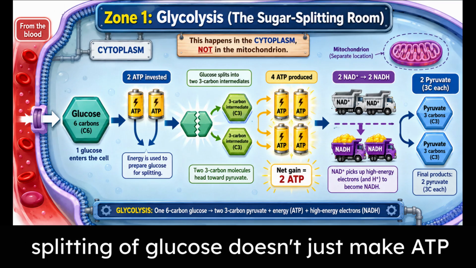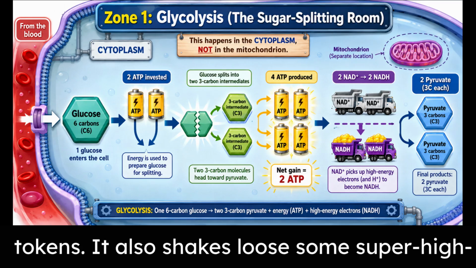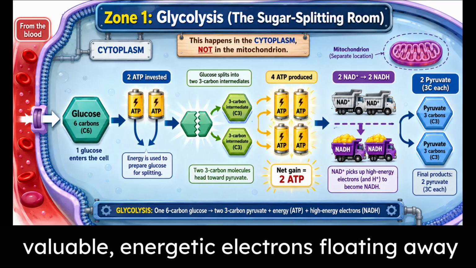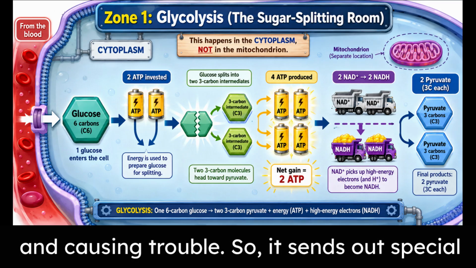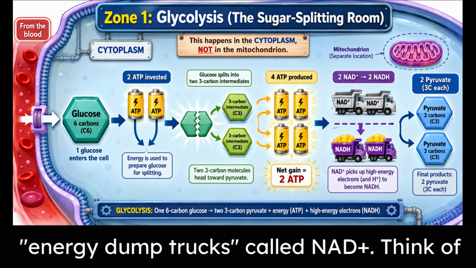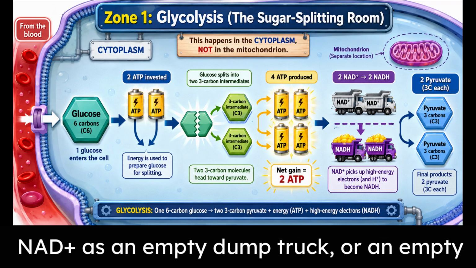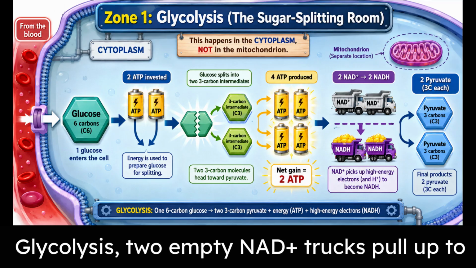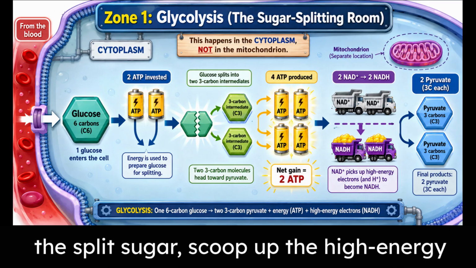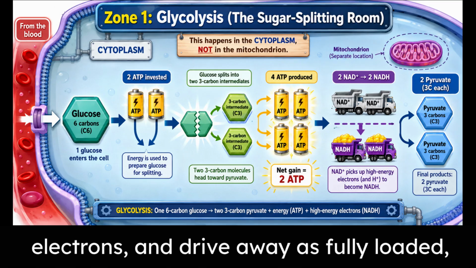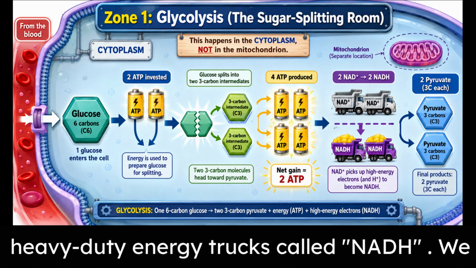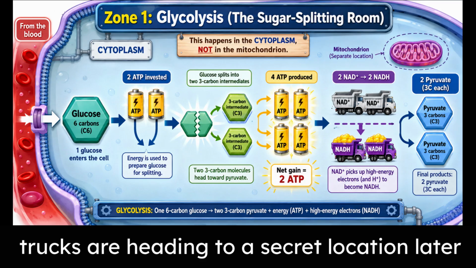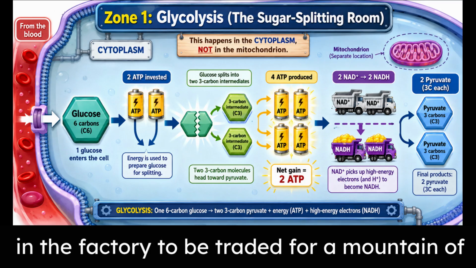The splitting of glucose doesn't just make ATP tokens. It also shakes loose some super high-energy passengers called electrons and hydrogen atoms. The cell doesn't want these valuable, energetic electrons floating away and causing trouble, so it sends out special energy dump trucks called NAD+. Think of NAD+ as an empty dump truck or an empty battery waiting to be charged. During glycolysis, 2 empty NAD+ trucks pull up to the split sugar, scoop up the high-energy electrons, and drive away as fully loaded heavy-duty energy trucks called NADH. We just created 2 loaded NADH trucks. These trucks are heading to a secret location later in the factory to be traded for a mountain of cash.